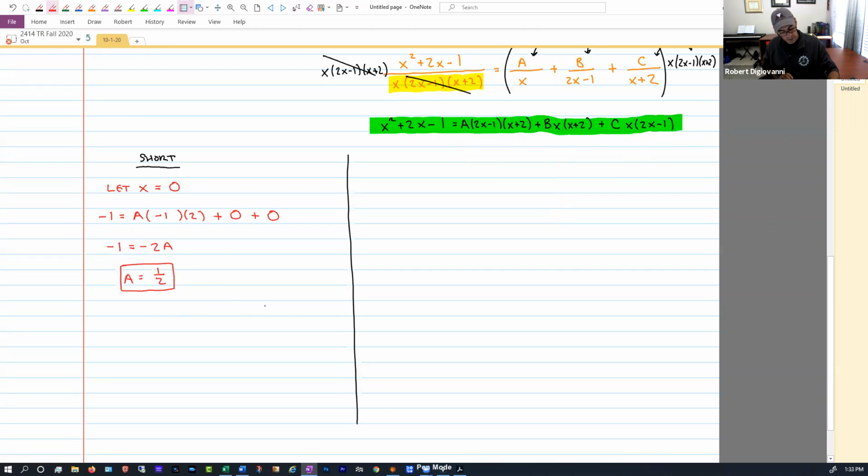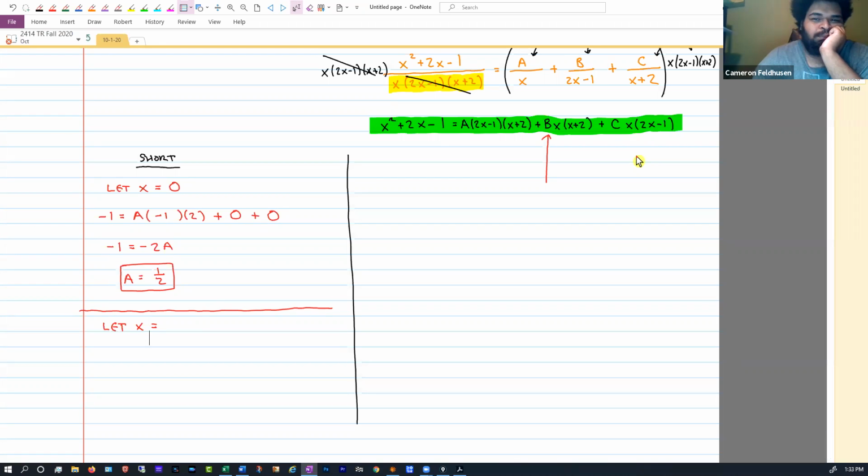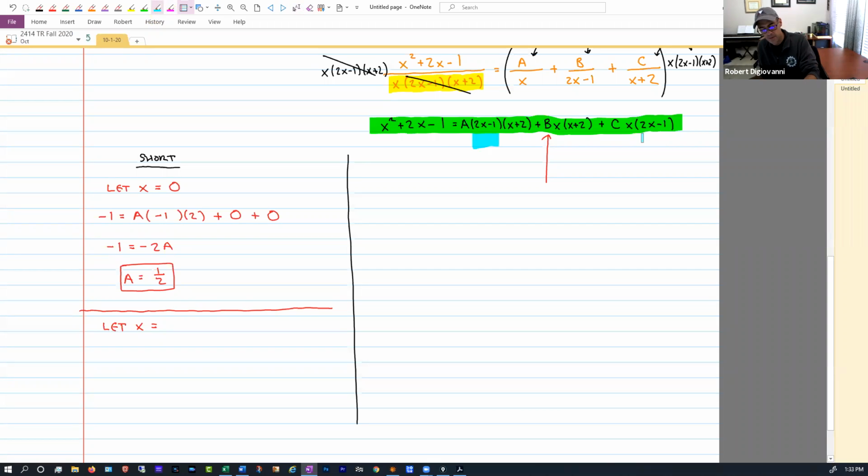So now let's use that same logic and start over. Let's go try and get B. If we go and try and get B, I need to let X be something. I want to preserve this term, so I want to kill the A term off and the C term off. What am I going to have to choose for X? It's not as obvious this time. What they both have in common is this factor and this factor, right? You need to pick an X that's going to make that factor a 0.